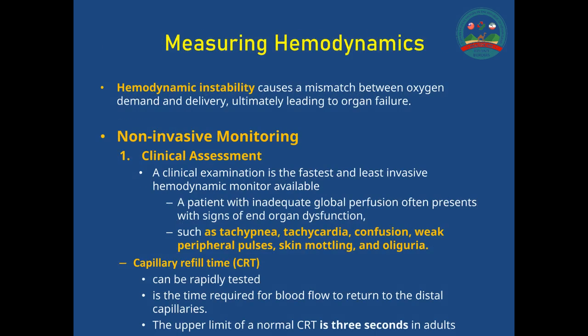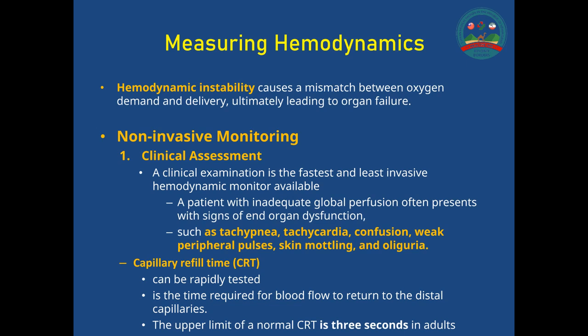When we talk about hemodynamic instability, we're essentially describing a mismatch between oxygen delivery and oxygen demand. If this imbalance continues, organ failure follows, so early recognition is essential. One of the most valuable tools we have is actually non-invasive clinical assessment. A bedside examination is the fastest way to detect poor perfusion. Patients often show signs such as tachypnea, tachycardia, confusion, weak pulses, mottled skin, or low urine output. All of these reflect inadequate global circulation.